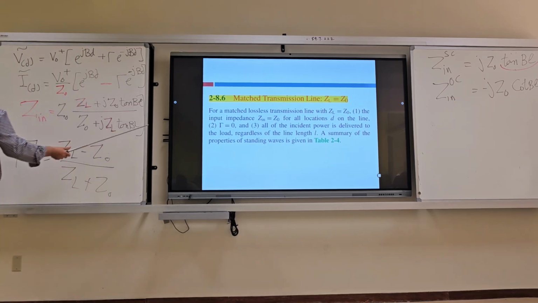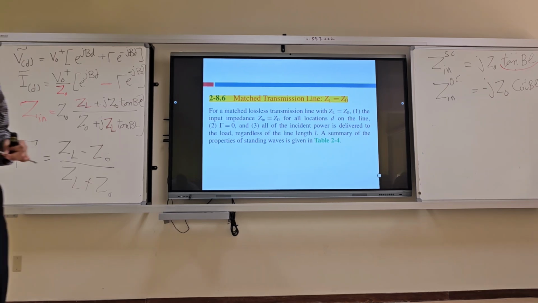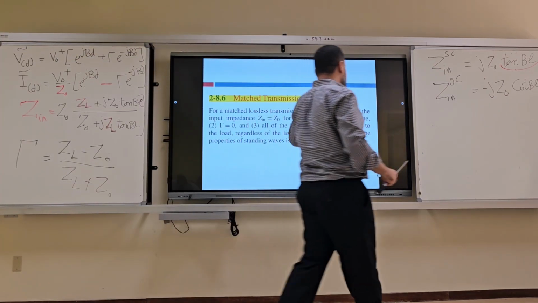Look at this equation. If ZL equals Z0, what is the input impedance? Z0. Completely matched transmission line. There's no reflection. If the line with certain Z0, 50 ohm, is ended by a 50 ohm load, you have no reflection. At any point, the impedance is Z0, 50 ohm. Okay, this is a matched transmission line.